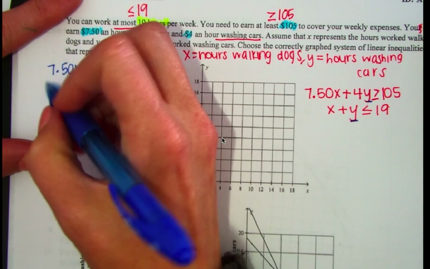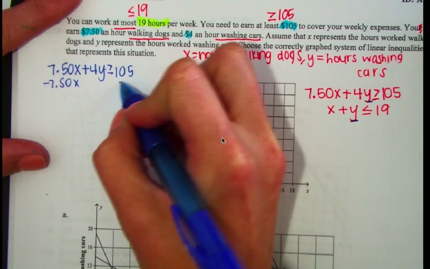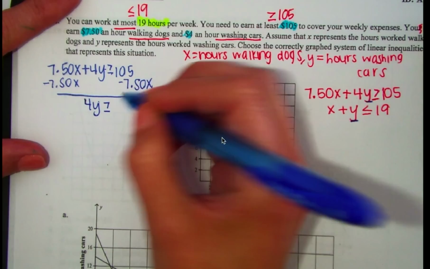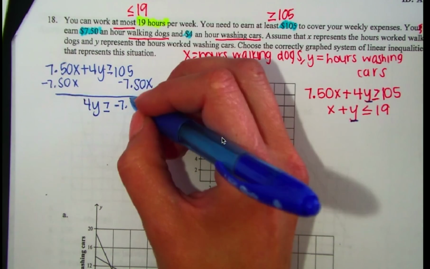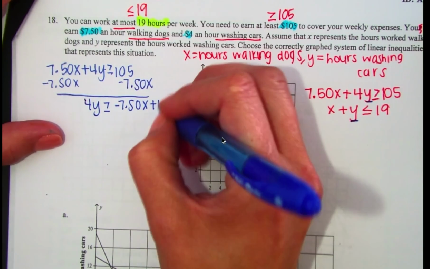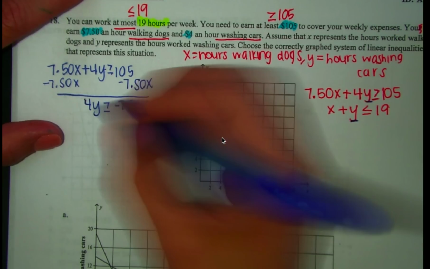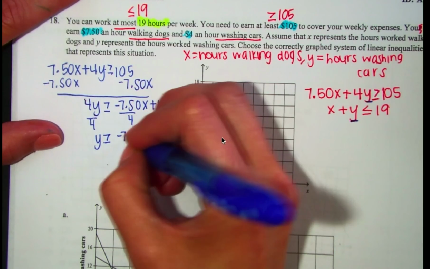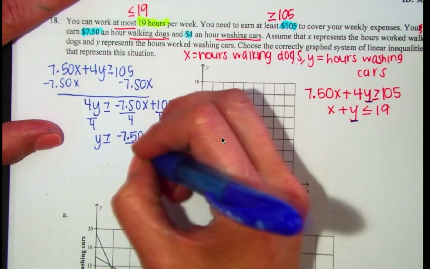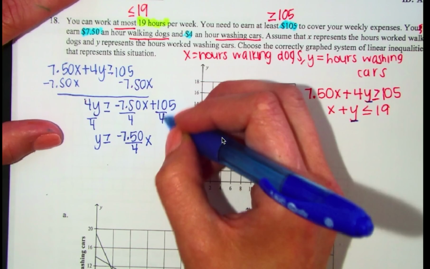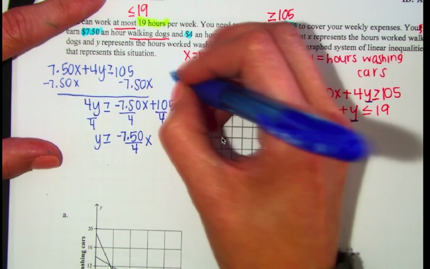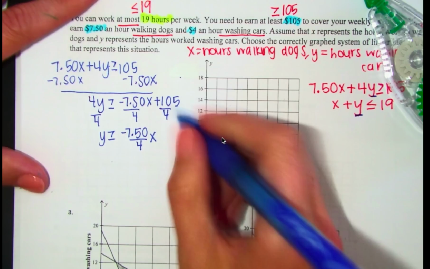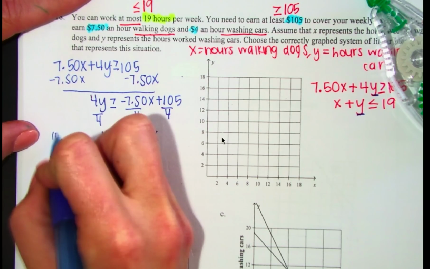So what I'm going to do is move over the 7.50x by subtracting from both sides. So 4y is greater than or equal to negative 7.50x plus 105. Then I'm going to get y by itself by dividing by 4, and I get y is greater than or equal to negative 7.50 divided by 4 x, and then 105 divided by 4, we can do that work. I actually need more room than that, so I'm not going to do it right there. So we've got to be able to do 105 divided by 4.